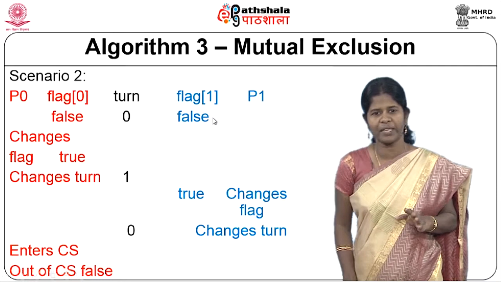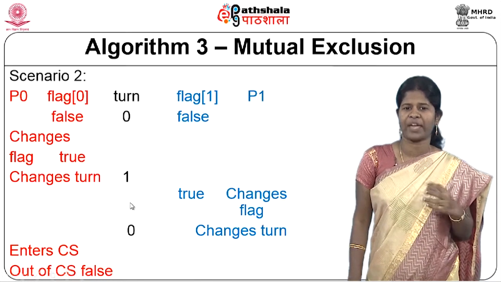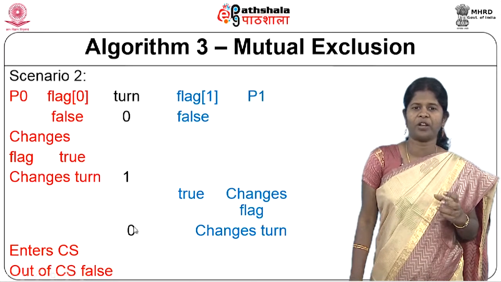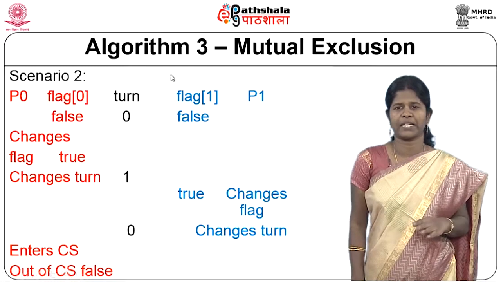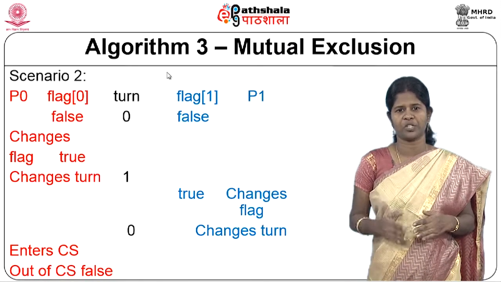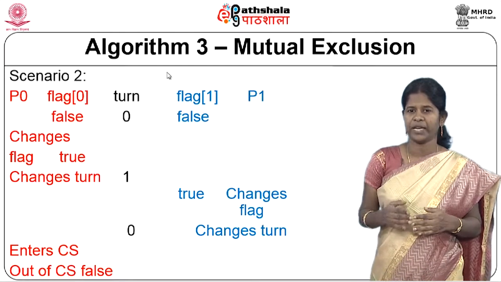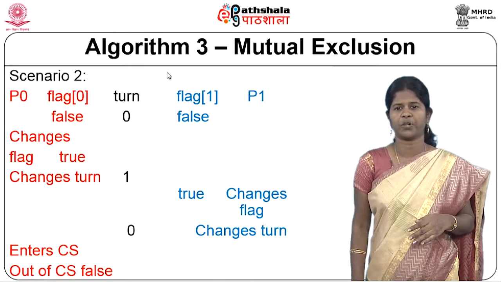So, here you see that whoever has changed the value of turn finally, the process corresponding to that number enters critical section. So, here we see that this algorithm satisfies mutual exclusion. We will now see if this algorithm satisfies the next condition, that is progress.